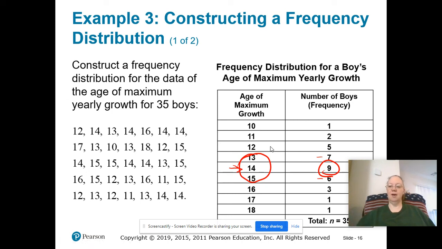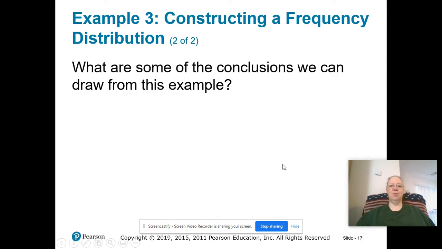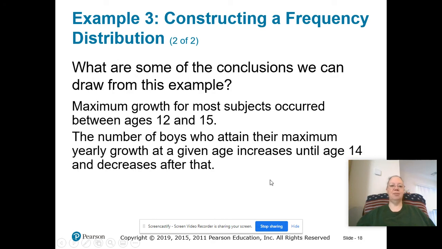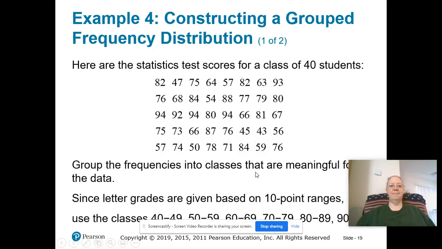So roughly speaking, these are the ages when the boys increase their height the most. We'll call it maximum yearly growth. All right. So what are some conclusions? The number of boys who obtain their maximum yearly growth at a given age increases until age 14, and then it decreases after that. I'm going to stop here, and then I'm going to pick it up in another video.